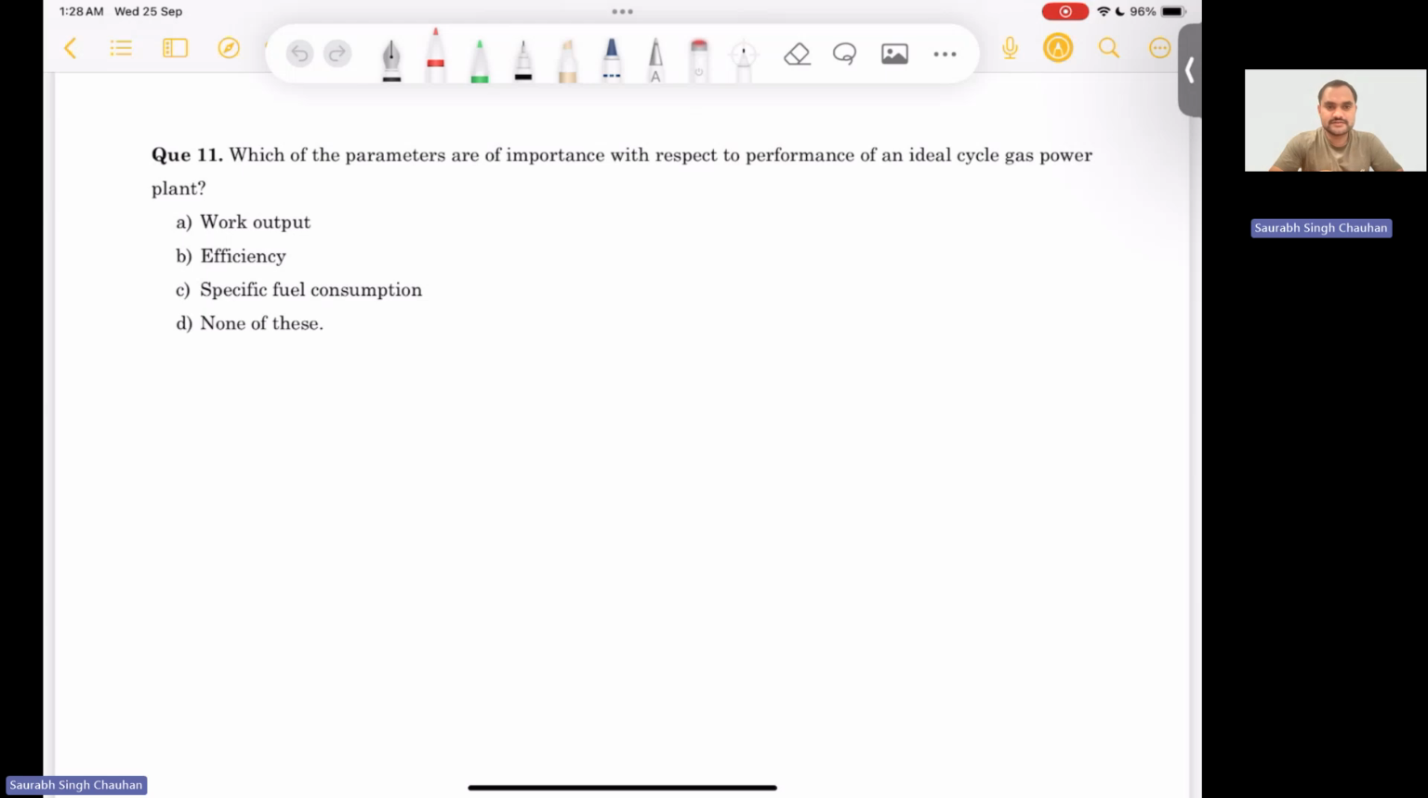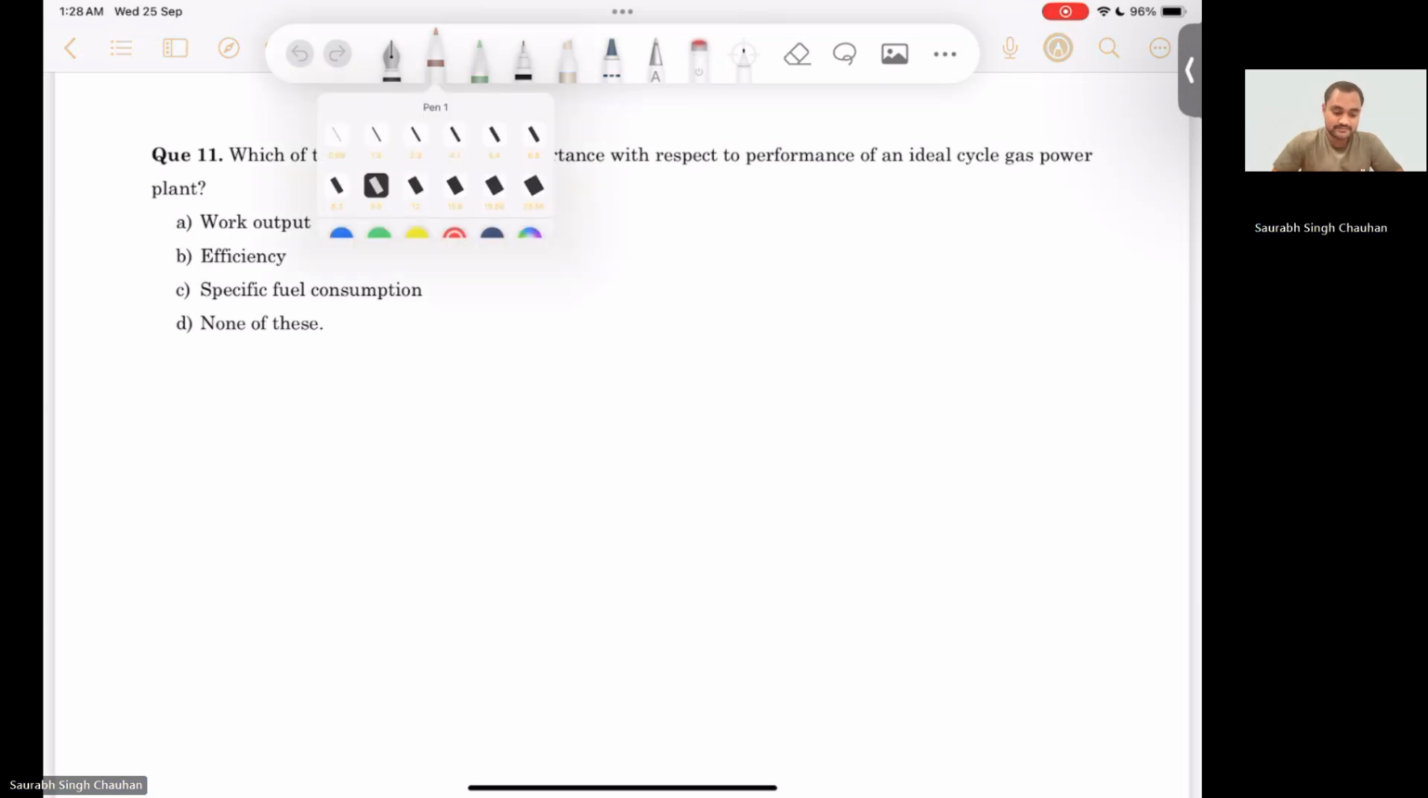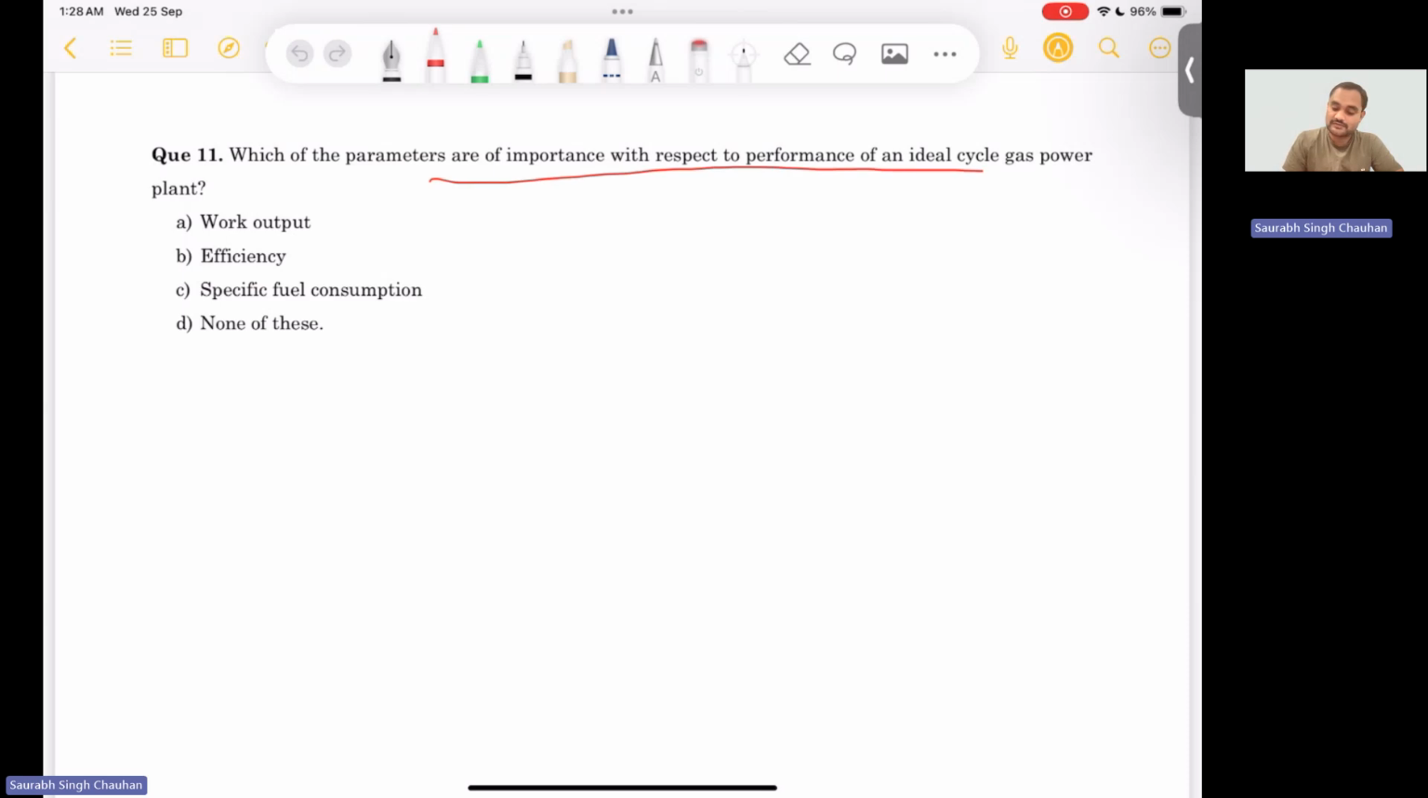So this is very easy. All of these parameters are important, right? We want higher work output. We want more efficiency. We want less fuel consumption. So all of these parameters are important with respect to performance of an ideal gas power plant. So work output, we want more work output.